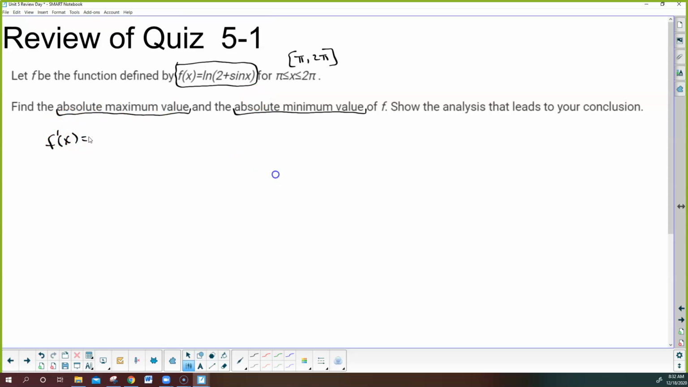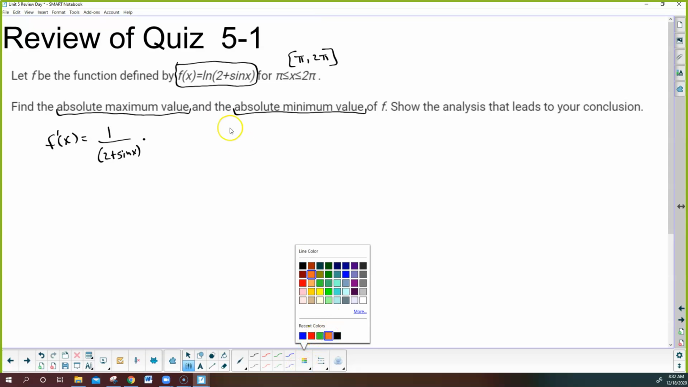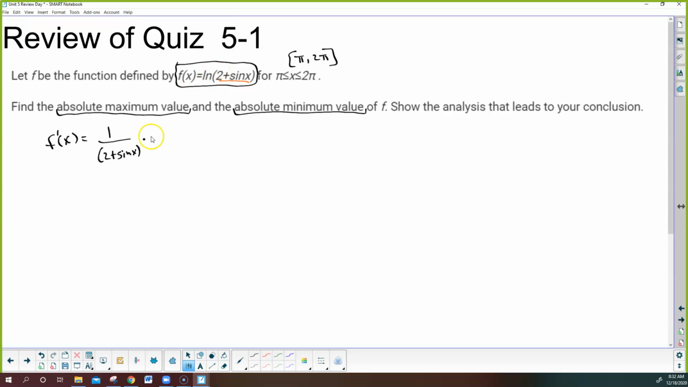I need to take the derivative. There's a chain rule here. The derivative of the outside is ln, so that's 1 over x, but I'm not going to write x. I'm going to take whatever was on the inside and keep it there. And then we've got the chain rule, and the chain rule says now multiply by the derivative of the inside, and the derivative of 2 is 0, the derivative of sine is cosine.